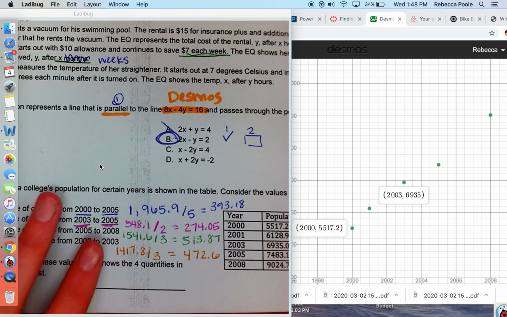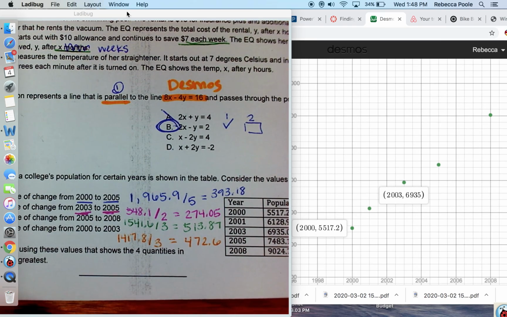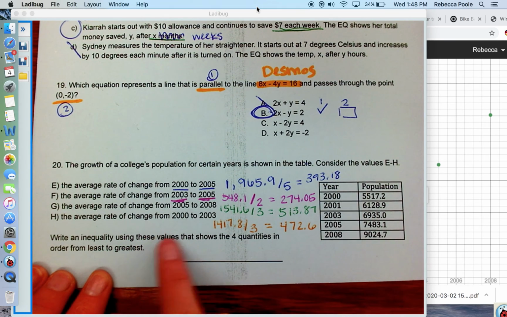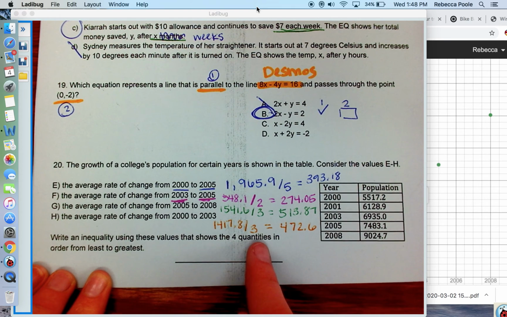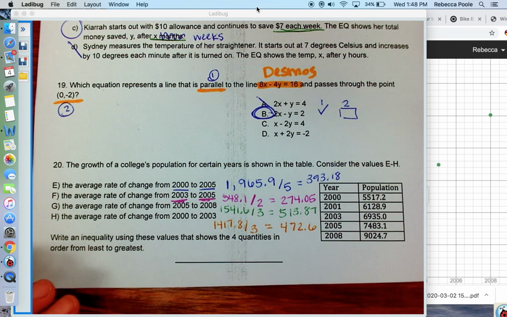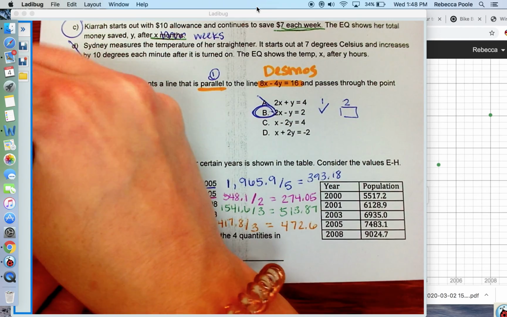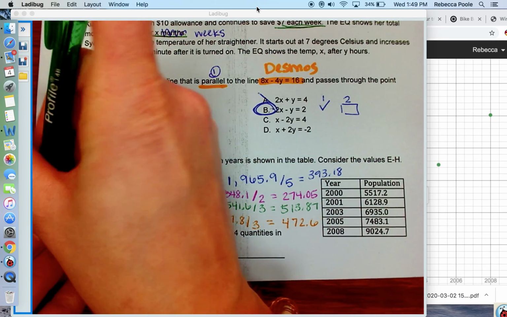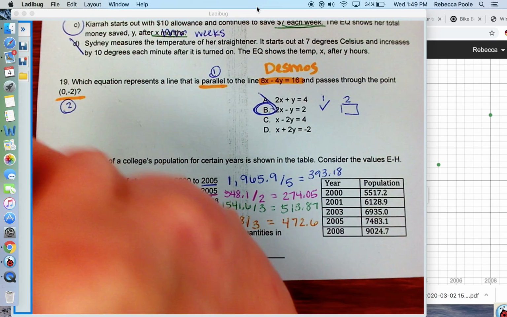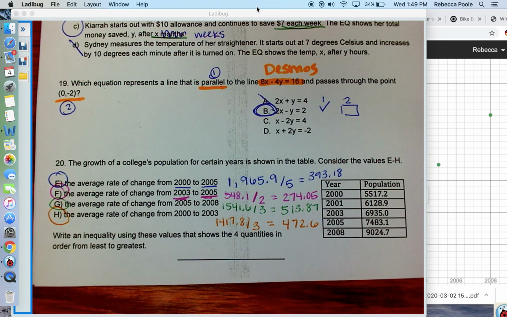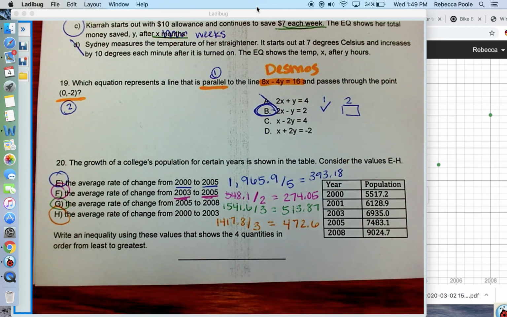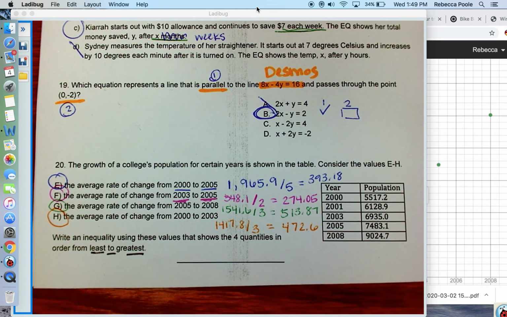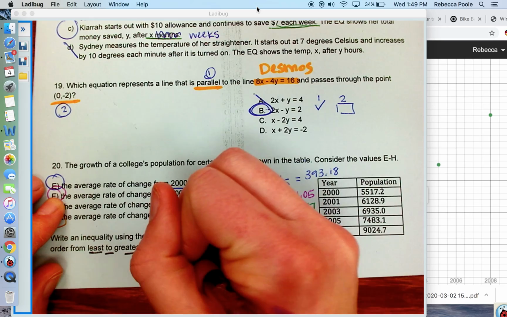Alright, so the whole reason in looking at these points and doing these calculations, let me move this over for you guys, was so that we could write an inequality using these 4 quantities that we found in order from least to greatest. So remember, the blue number is for E, the pink number is for F, the green number is for G, and the orange number is for H. Okay? So, we want to write them in order from least to greatest. So which number was the smallest? The pink one, right? Which means F is the smallest.